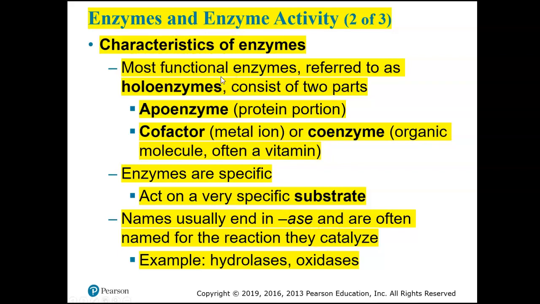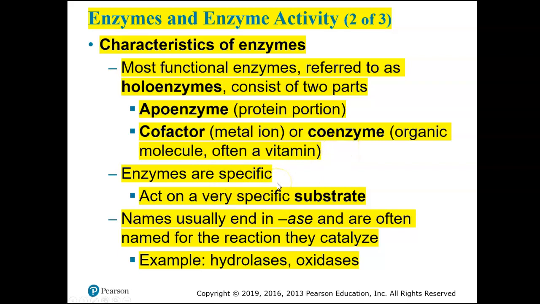Most functional enzymes are referred to as holoenzymes. They consist of 2 parts: an apoenzyme, which is the protein portion, and then a cofactor or a coenzyme. A cofactor is typically a metal ion like zinc, copper, or calcium. A coenzyme is an organic molecule like a vitamin. So metals, minerals tend to be cofactors. Vitamins tend to be coenzymes.